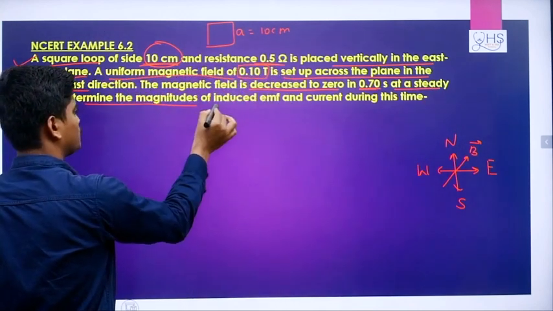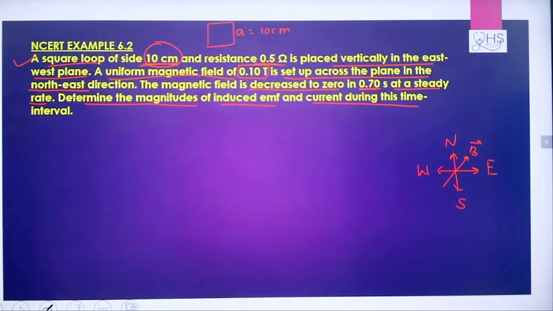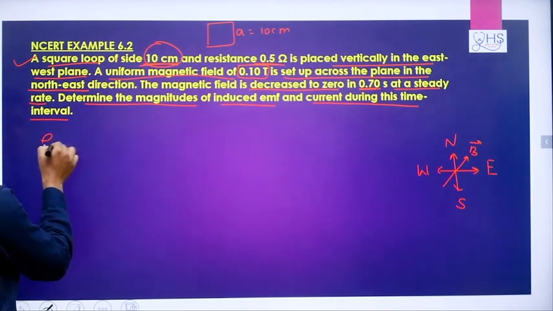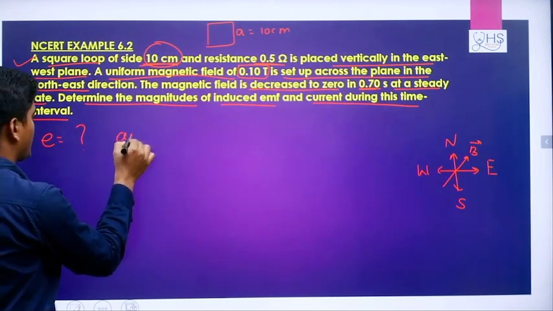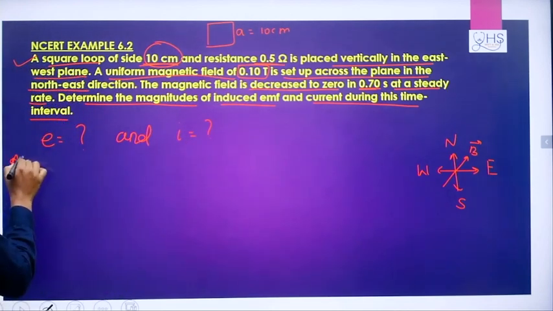Now determine the magnitude of induced EMF and current during this time interval. So what they are asking here is, find the induced EMF and also find the induced current. These two they are asking. And what is given here?